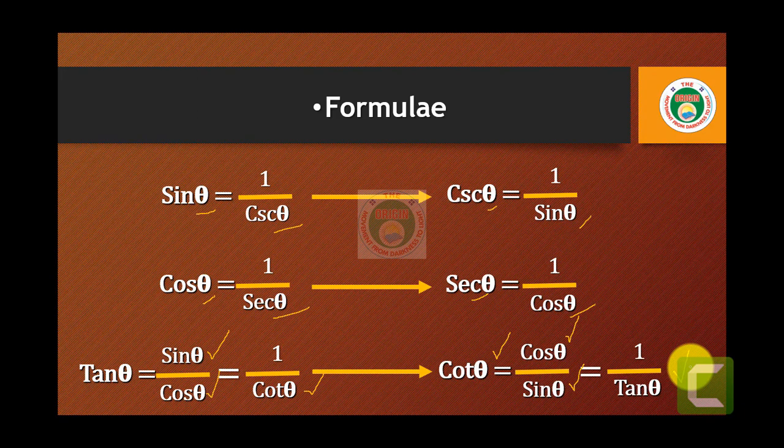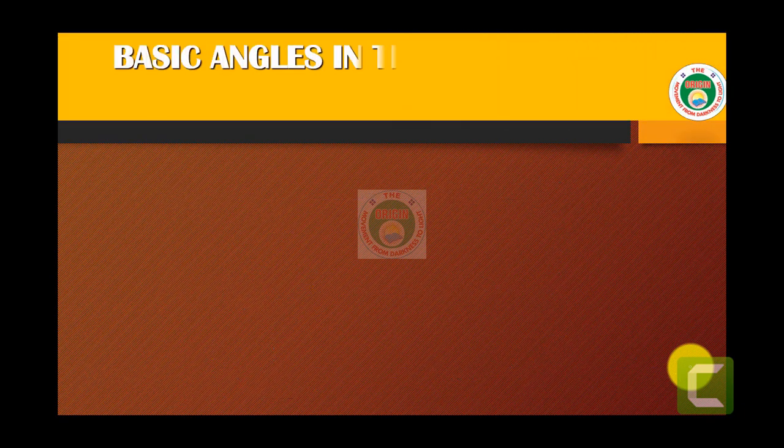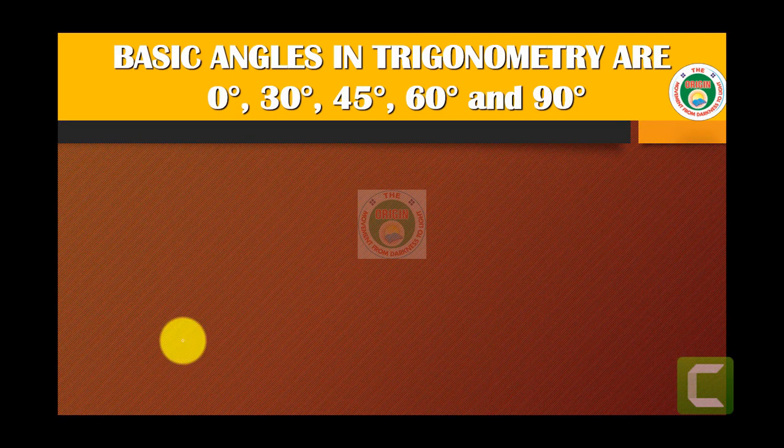In this video I am going to explain the trigonometric table. Basic angles in trigonometry are 0 degrees, 30, 45, 60 and 90 degrees. We have the trigonometric ratios: sin theta, cos theta, tan theta, cosecant theta, secant theta and cot theta. We need to remember the basic values: sin 0, sin 30, sin 45, sin 60 and sin 90. How do we remember the values? Easily. I will give some calculations here.